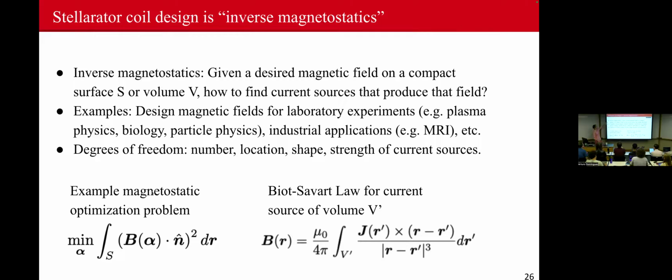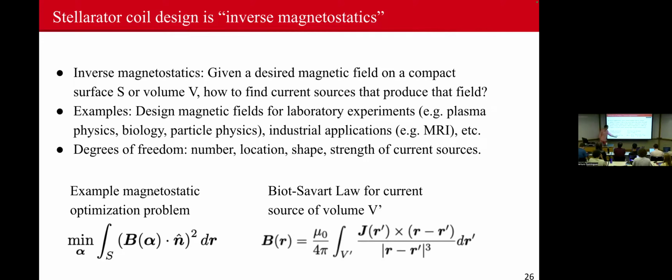This generic kind of problem, where you have a given desired magnetic field on some surface, in this case a toroidal three-dimensional surface, and you're asking how to find current sources to provide that field, is called inverse magnetostatics. It comes up all over the place, and there are lots of degrees of freedom in principle: how many current sources, where to put them, what shape they should have, and what strength they should have. So there are lots of free things to play with.